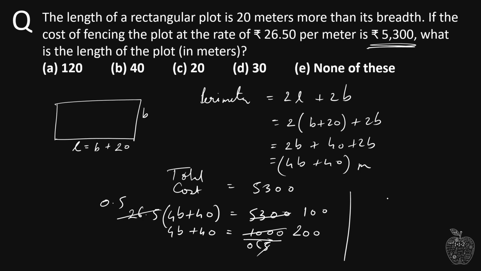So we have 4b, and this 40 will go to the right hand side and get subtracted here. So we get 200 minus 40 as 160. 4 4s are 16, 0. b is equal to 40.